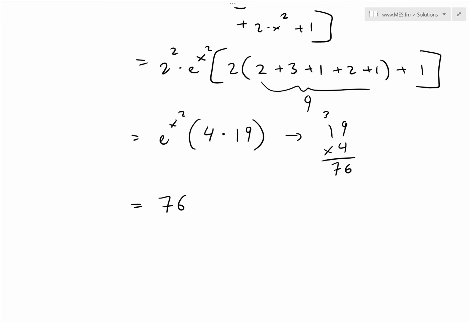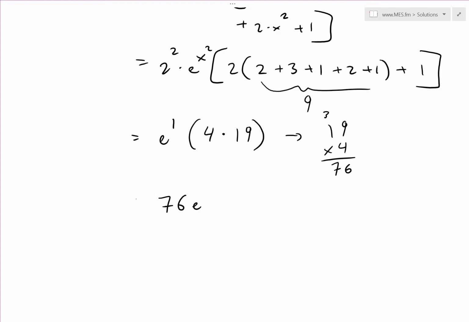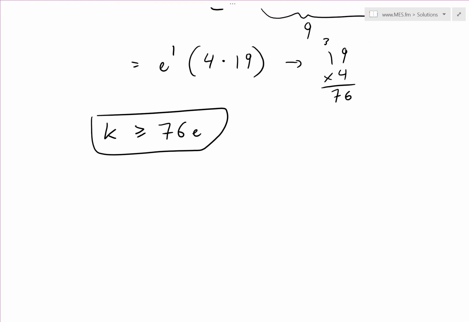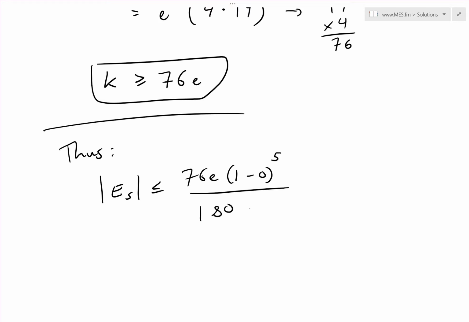That's just going to be e right there. So this is just 1. Let's erase this. Put a 1. And this x squared, put in a 1. That's just 1. Yeah, so what this means is our K value is greater than or equal to 76e, so we'll just pick 76e for it. Thus what we have is the absolute value of the error is less than or equal to, put the K, 76e, and then 1 minus 0 to the power 5, then we'll have 180 here, n, which is 10 to the 4.